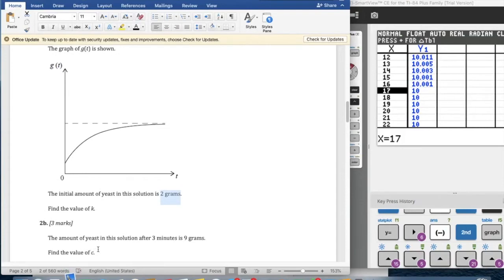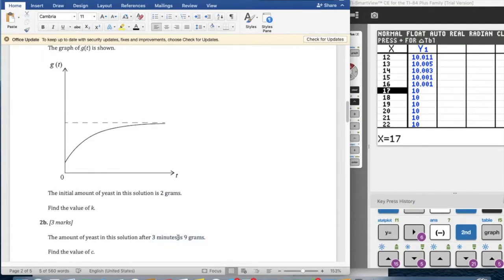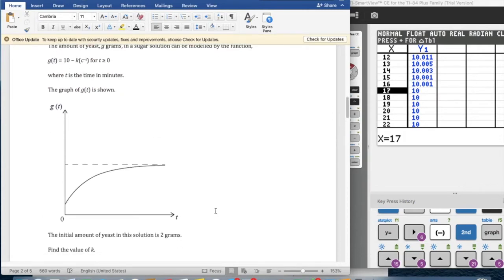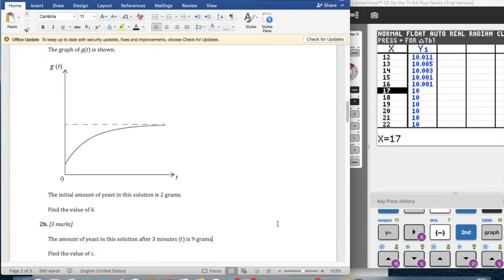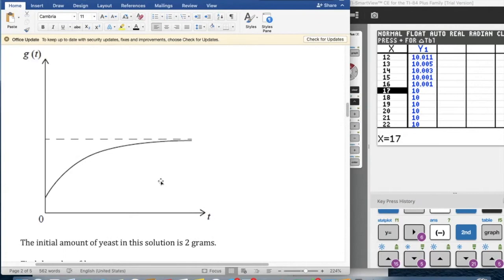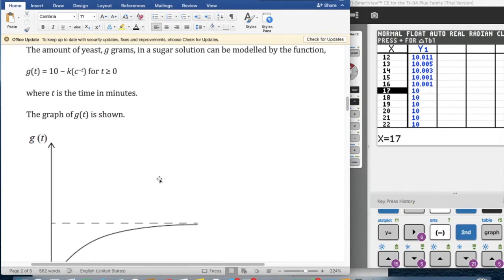Section B: the amount of yeast in the solution after 3 minutes is 9 grams. Find the value of c. Now we need to substitute in the time, which is t. We need to substitute in the g(t) function, which is going to be y. And we also need to substitute in k, which we just calculated. And we calculated that k was going to be 8.